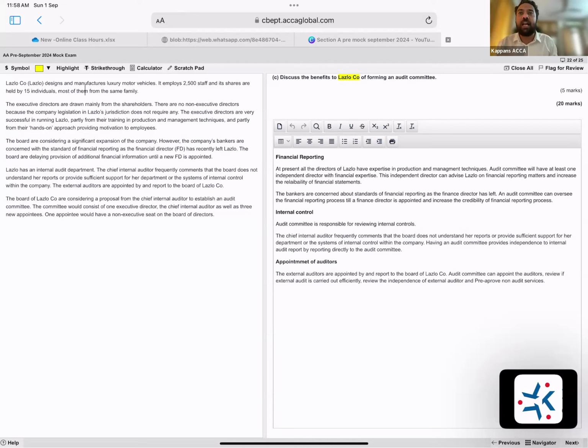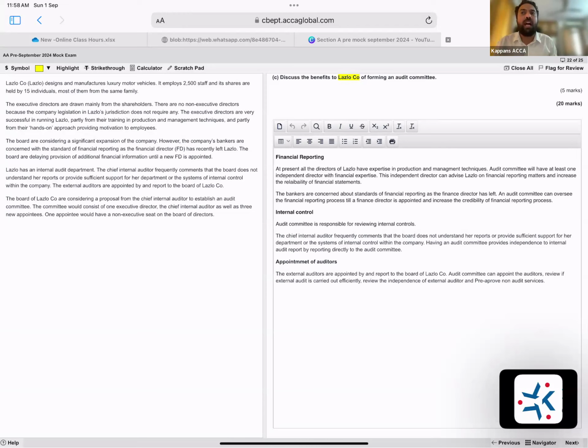Laszlo company designs and manufactures luxury motor vehicles. It employs 2,500 staff, and its shares are held by 15 individuals, most of them from the same family. The executive directors are drawn mainly from shareholders. There are no non-executive directors because the company's legislation in Laszlo's jurisdiction does not require any. The executive directors are very successful in running Laszlo, partly from their training in production and management techniques, and partly from their hands-on approach providing motivation to employees.